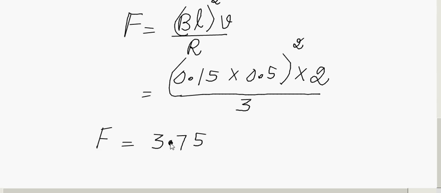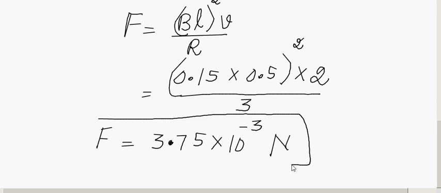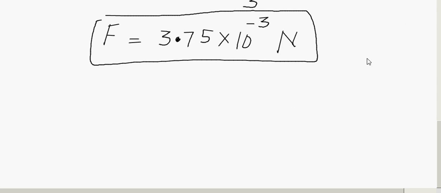Yes, you will get it as around 3.75 into 10 to the power minus 3. And what is the unit of force? Newtons. F is 3.75 into 10 to the power minus 3 Newton. Remember the formula for the force, F is BIL. So you can write the force needed to move the rod in the direction indicated is given by 3.75 into 10 to the power minus 3 Newton.